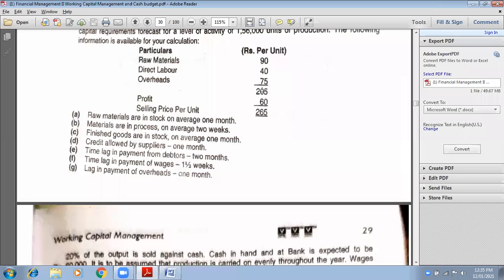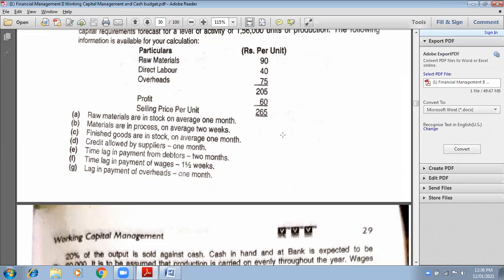205. Very good. So write down stock of finished goods. Is it my current asset or current liability? Current asset, ma'am. Very good. Go to current assets, write down stock of finished goods.